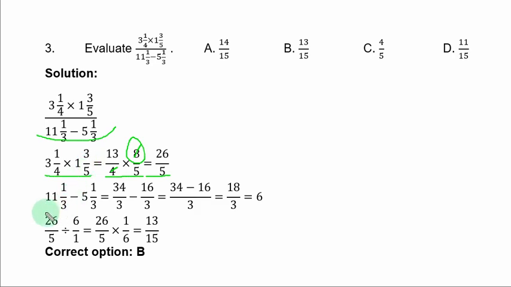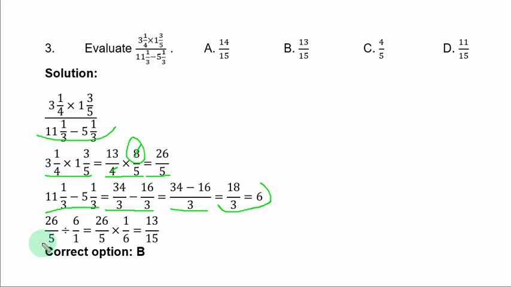Now let's take the denominator. You convert the mixed fractions to improper fractions. You have it in this form. This is fractions subtraction. You find the LCM, and the LCM is 3. You simply have 34 minus 16 over 3. That is 18 over 3 equal to 6.